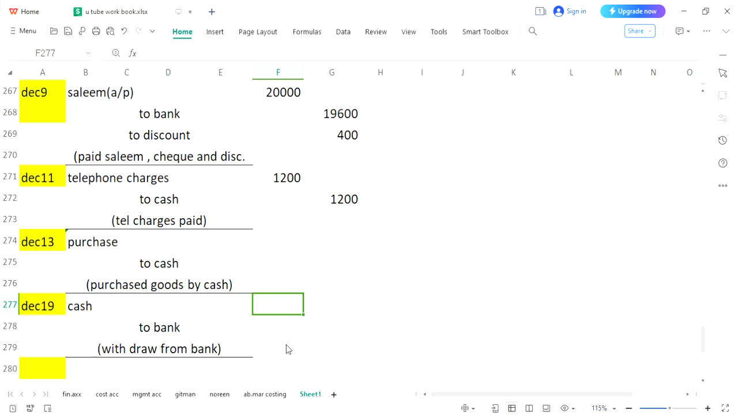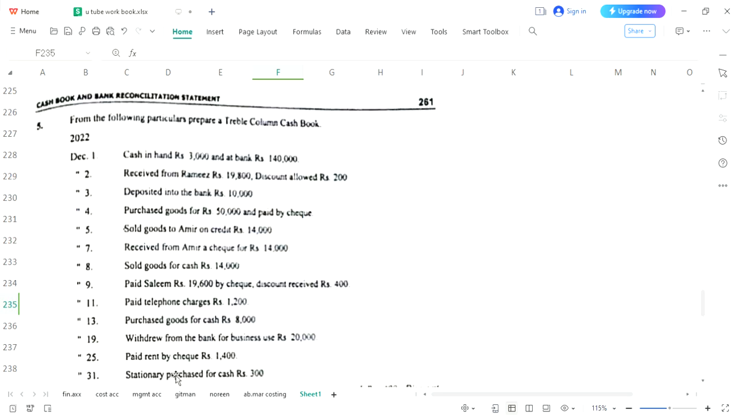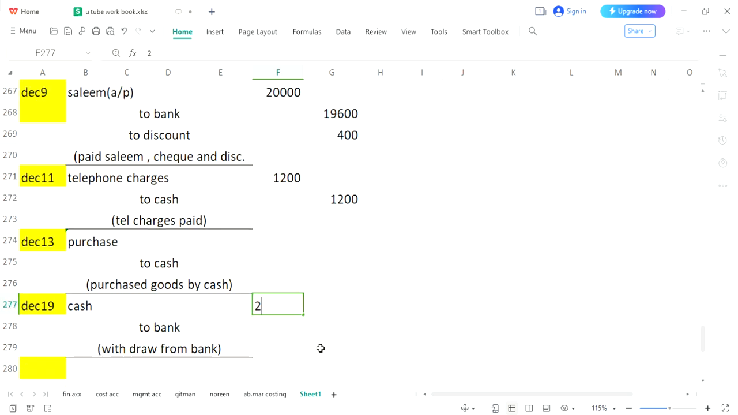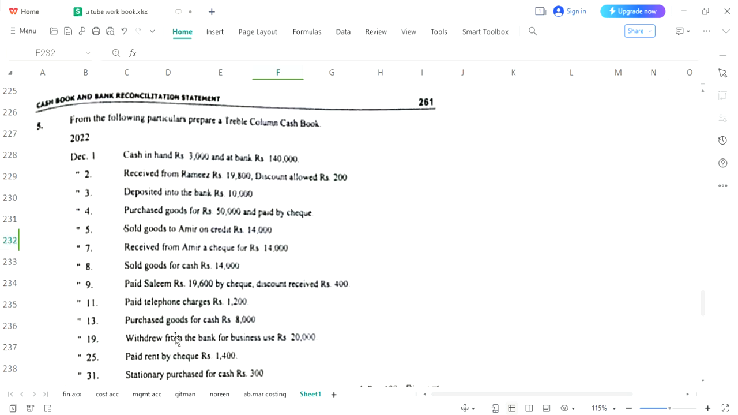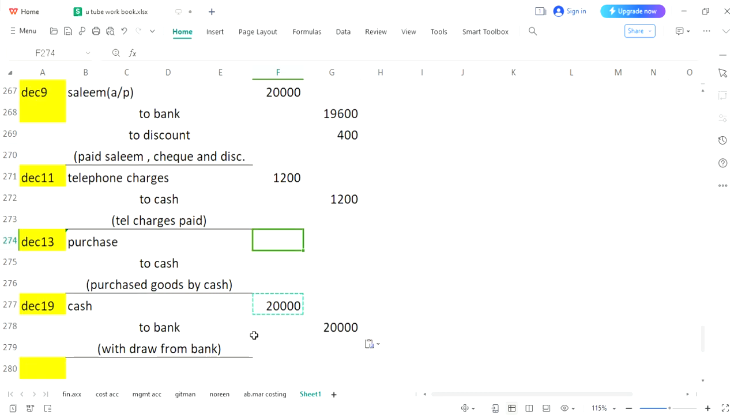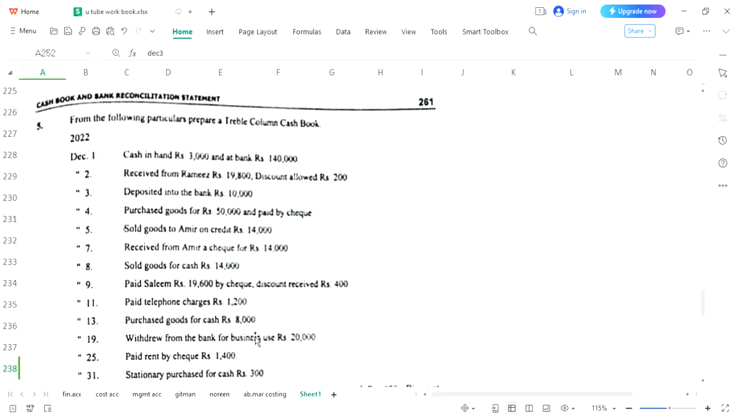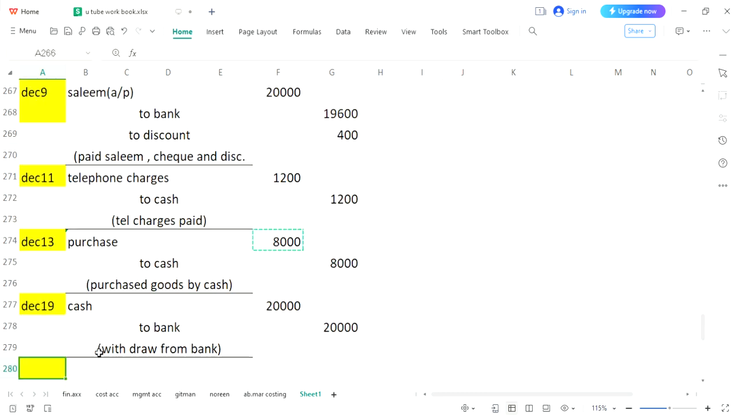And now let's see how much amount has been drawn: 20,000. So you will mention 20,000 over here and the same amount would be written on the credit side. We have not written the amount of December 13 as well. The amount of 13 is 8,000. Let's put 8,000 on the debit side and the same we will write on the credit side. So withdrawn from bank, cash to bank. December 19 is completed.